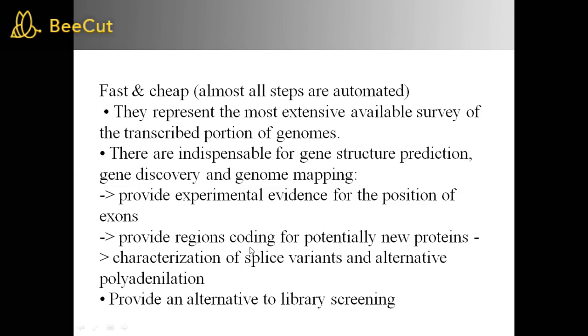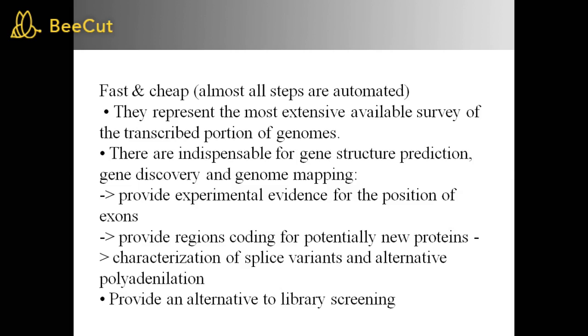Then these expressed sequence tags provide regions coding for potentially new proteins. Which region codes for new proteins? This we can also find out from expressed sequence tags. Then we can characterize splice variants and alternative polyadenylation. Where those variants are present and what the alternatives of polyadenylation are, where that particular variation is, we can find out from expressed sequence tags.